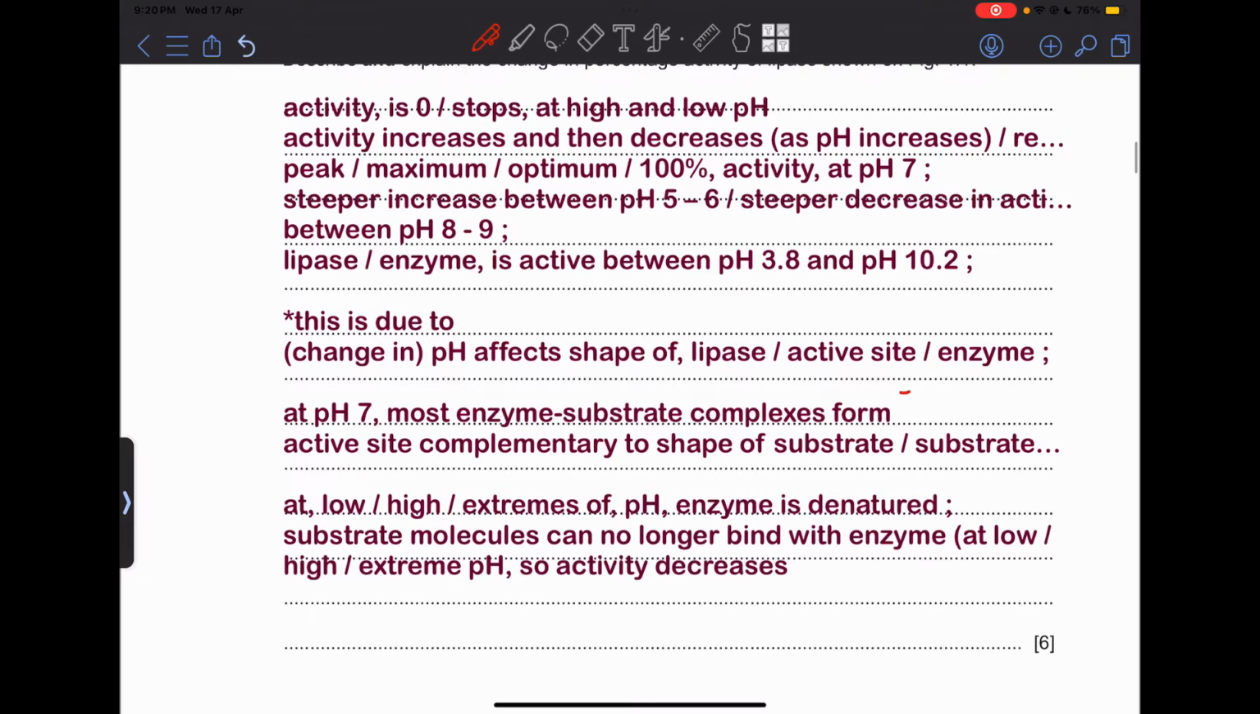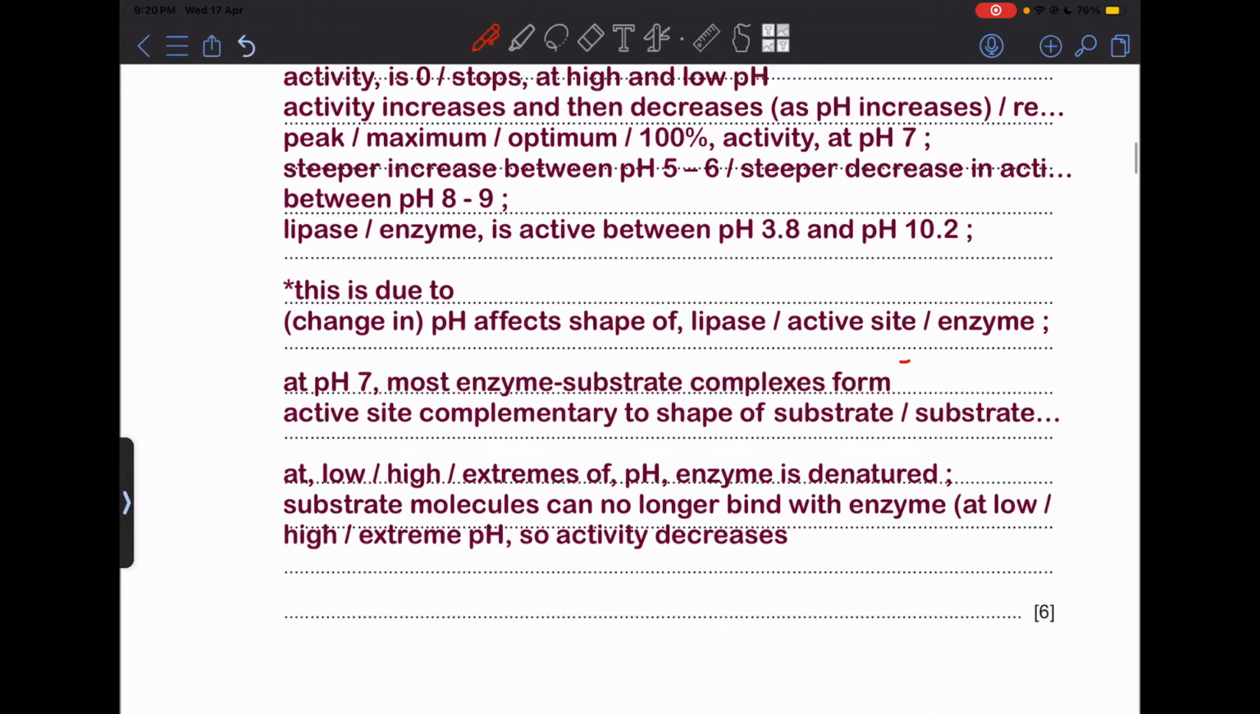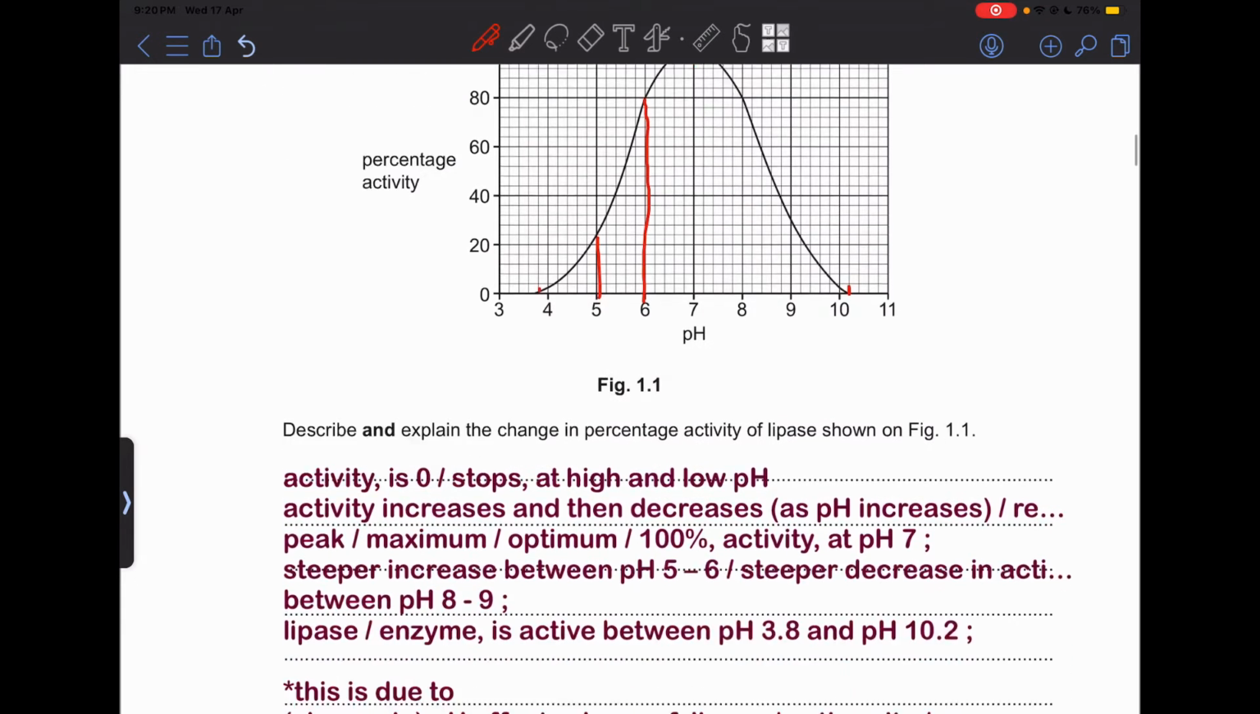You can also say that at pH 7, most enzyme substrate complexes form. So over here, as I said, you can also say that this lipase enzyme works its best, or at its maximum, at pH 7, which you just said in the description.